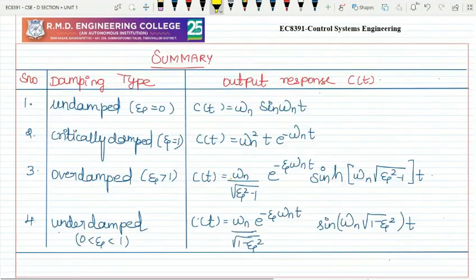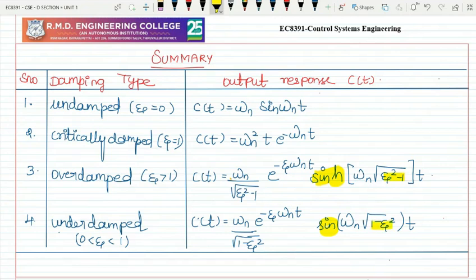Now, summary: write all the final answers in one single table for your quick revision. So undamped, I'm getting C of t equal to omega n sine omega n t. Critical damped, this one. And overdamped and underdamped look more or less the same. The difference is that one is a sinh term and the other is a sine term, and it is epsilon square minus 1 in one and 1 minus epsilon square in the other.